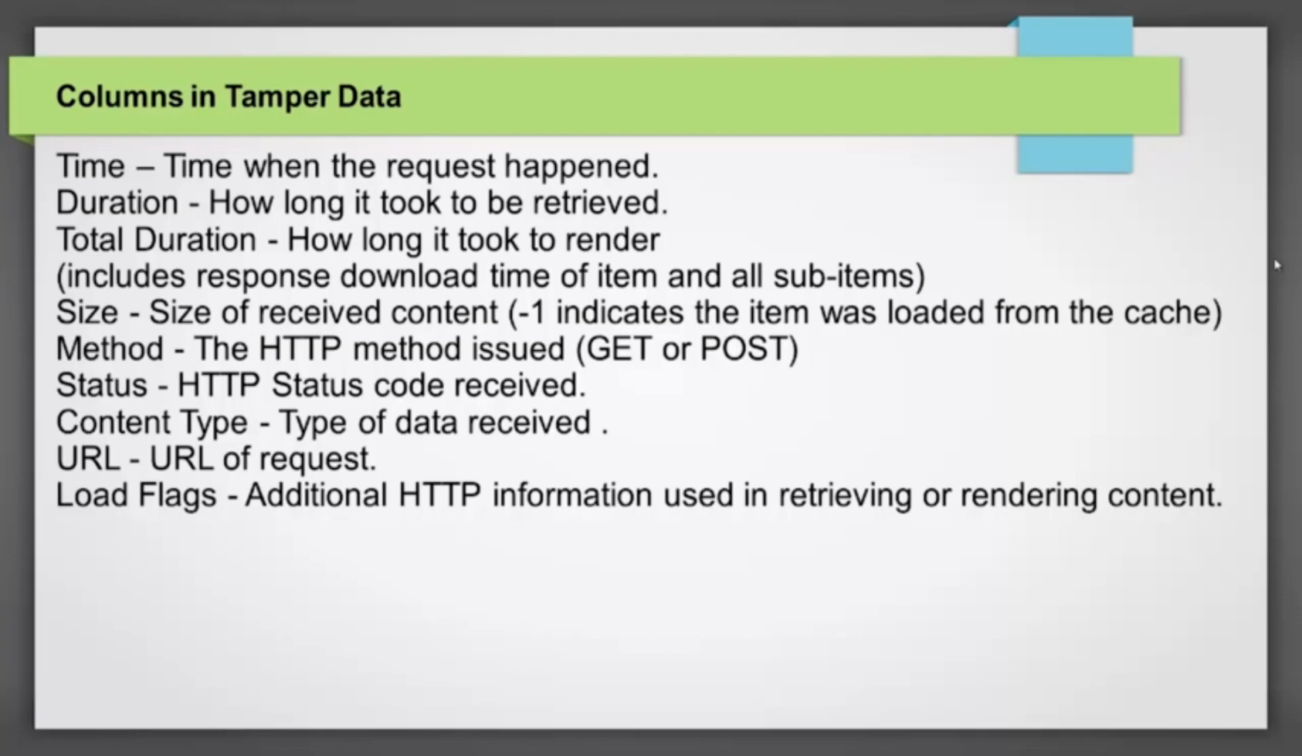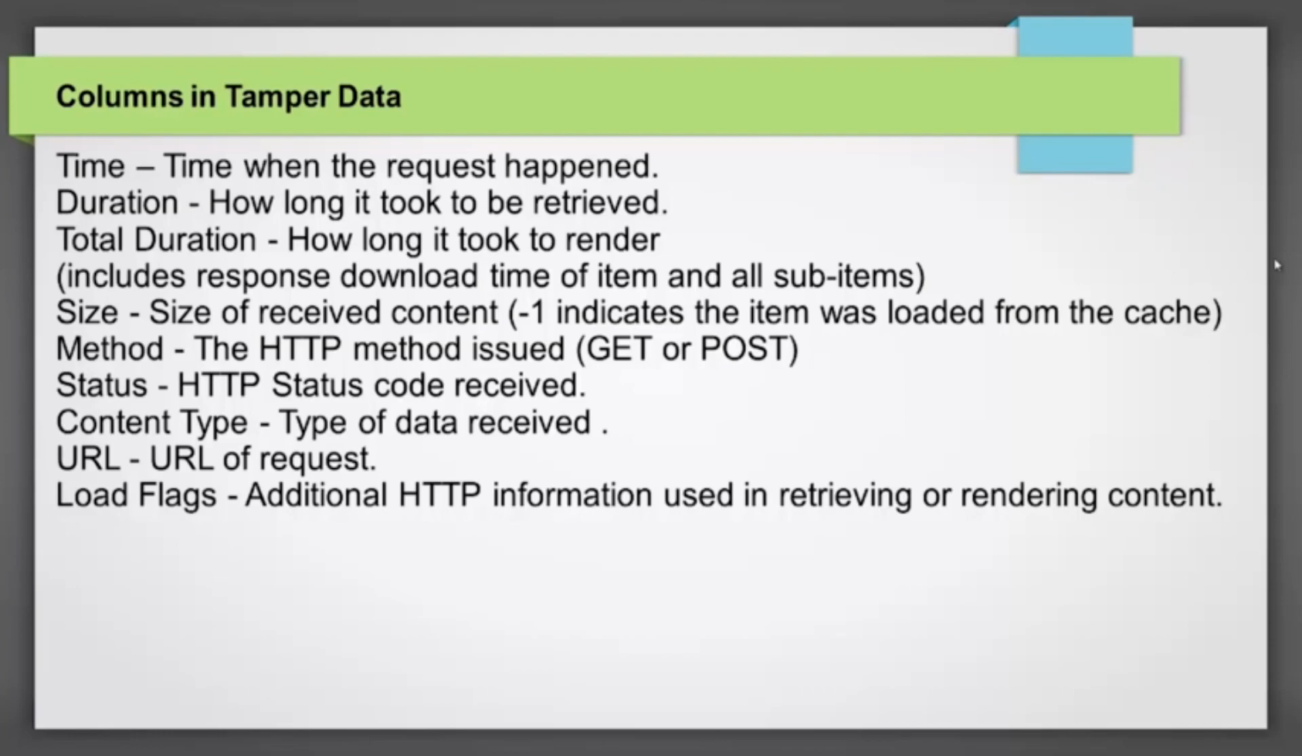Then the method column indicates the HTTP method issued, whether it was GET or POST. The status column tells us the HTTP status code that was received. The content type column tells us the type of data that was received. The URL column tells us the URL of the request. The load flags column tells us about the additional HTTP information used in retrieving or rendering the content.